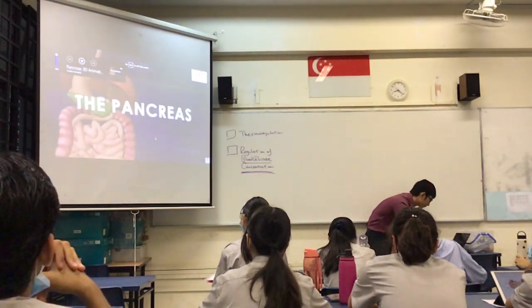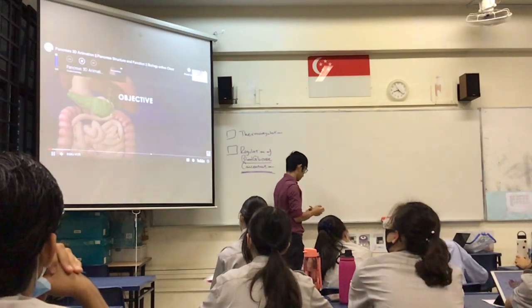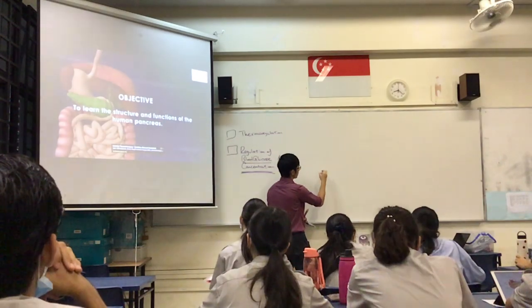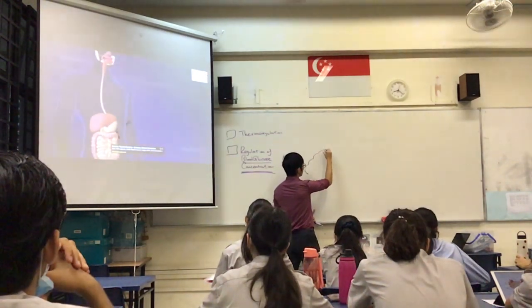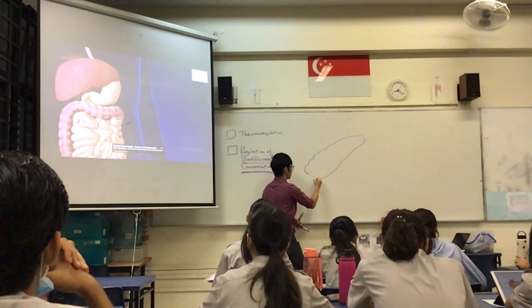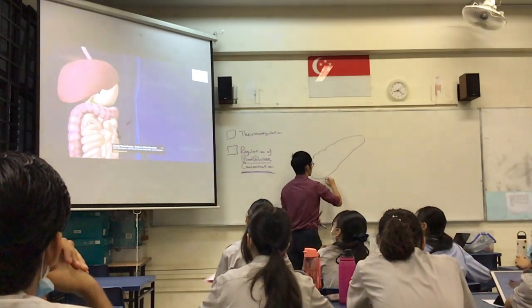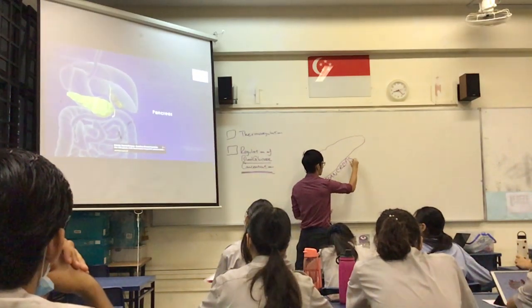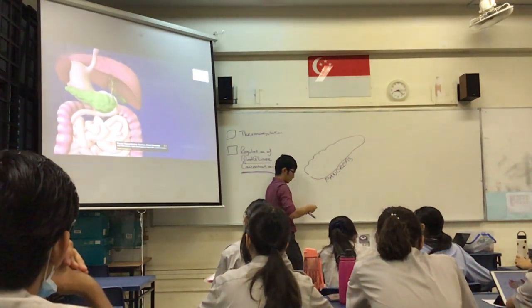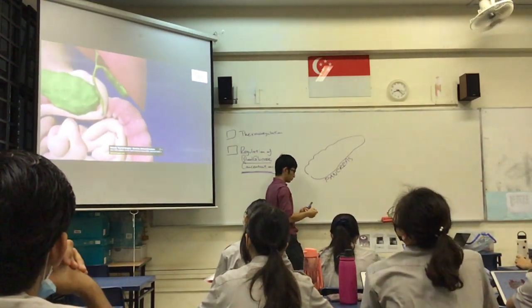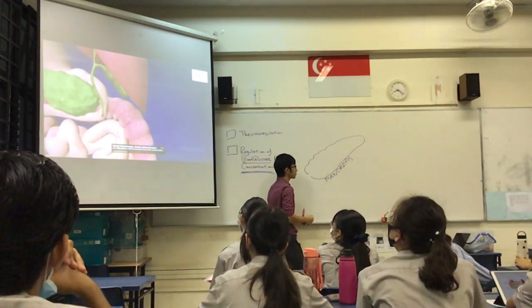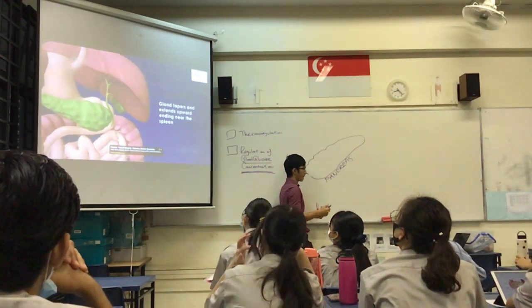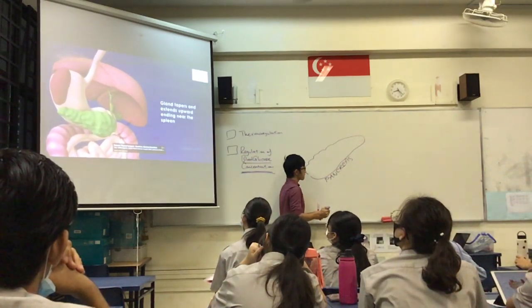The pancreas. Objective: to learn the structure and functions of the human pancreas. The human pancreas is a pear-shaped gland, which is located in the back of the upper abdomen, somewhat behind and below the stomach. The head of the gland is the widest part and lies in the curve of the duodenum. The gland tapers and extends upward, ending near the spleen.